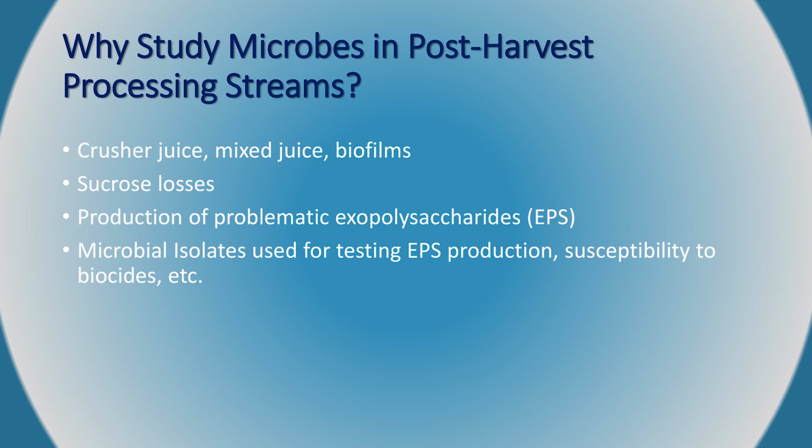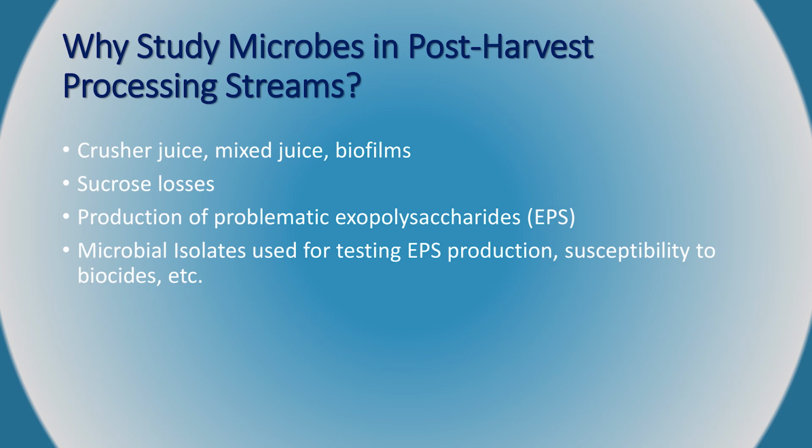And so what we've done is to look at the actual microbes present in those streams so that we can start to address the questions of, which ones are consuming the most sucrose, which ones are producing the problematic exopolysaccharides like dextrans or fructans. And then once we have the isolates, we're able to test them for the EPS production and look at susceptibility to different biocides.